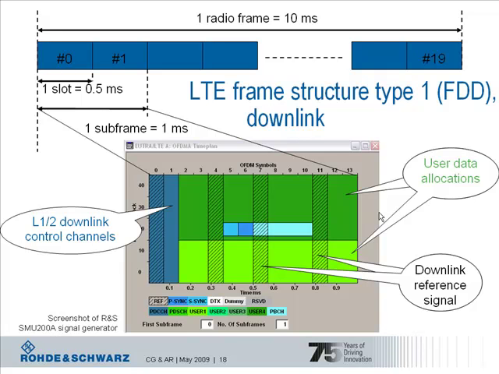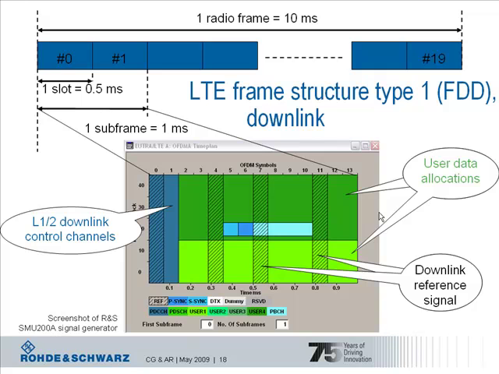Now let's have a closer look at the subframe contents. So a subframe of 1 millisecond is illustrated here in this screenshot of a signal generator from Rohde and Schwarz. And as you can see here, this is a real signal. The x-axis is showing the time domain. So we see here an extract of 1 millisecond or 14 OFDM symbols for the normal configuration. And on the y-axis you have the frequency domain with 50 resource blocks, which is a 10 MHz signal.